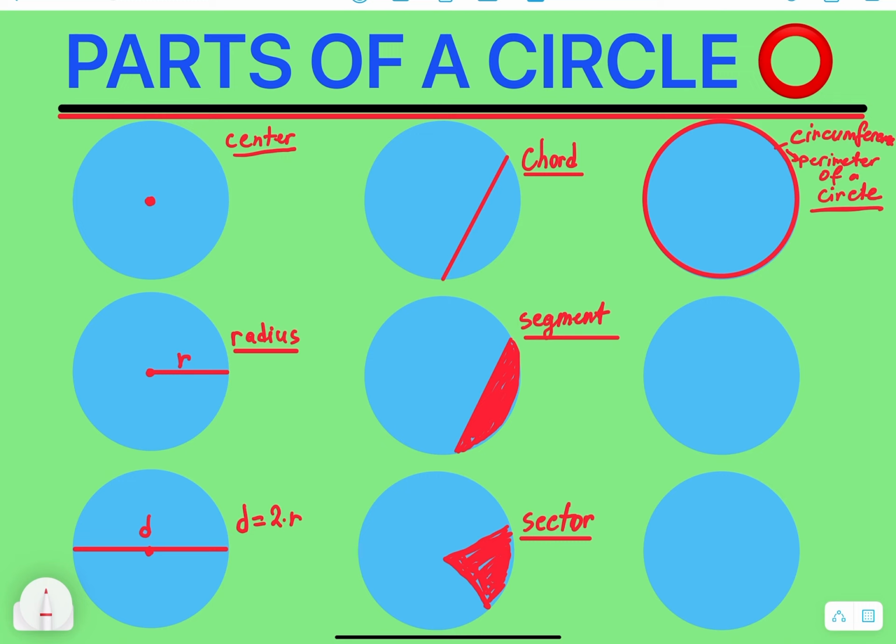Next one, if we just take part of the circumference, like this part, not the whole round, we call this as arc.